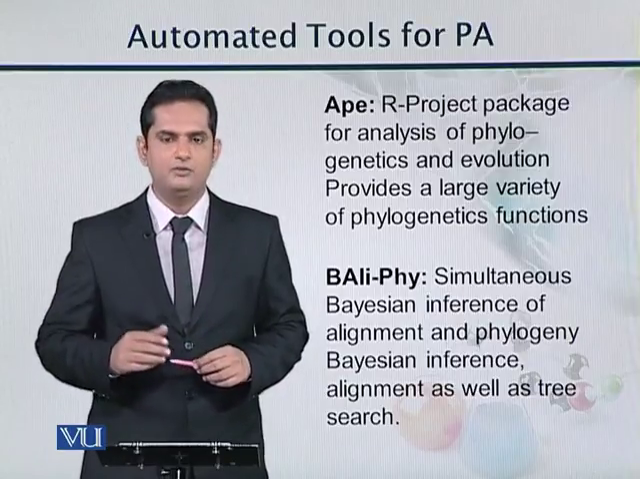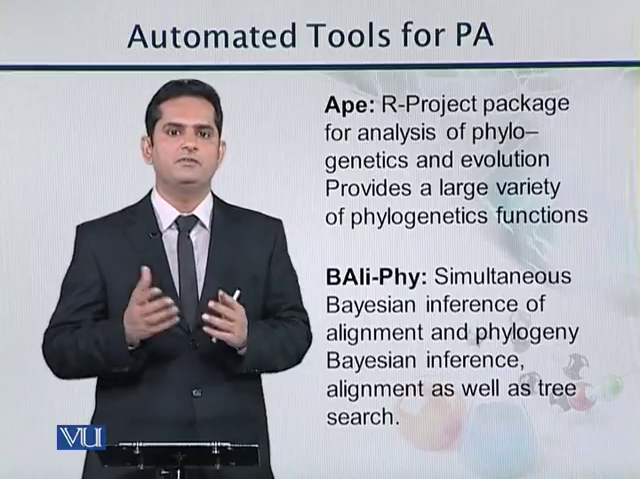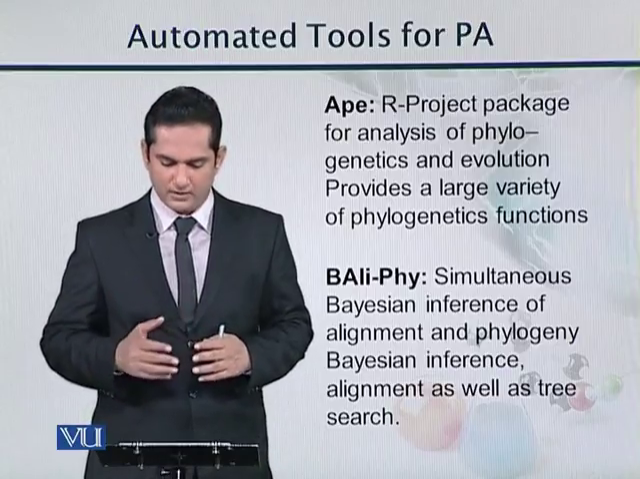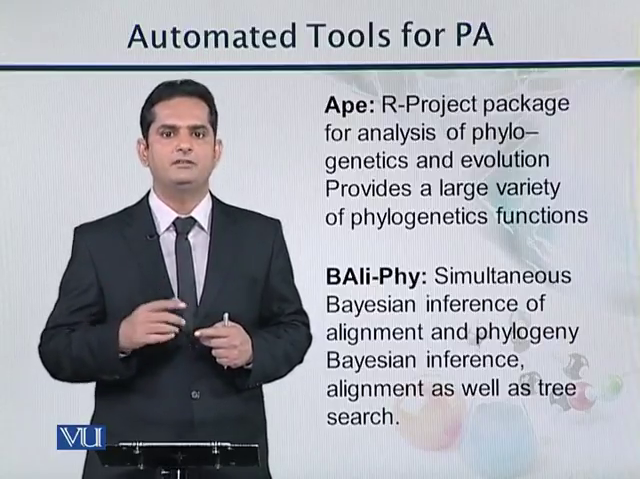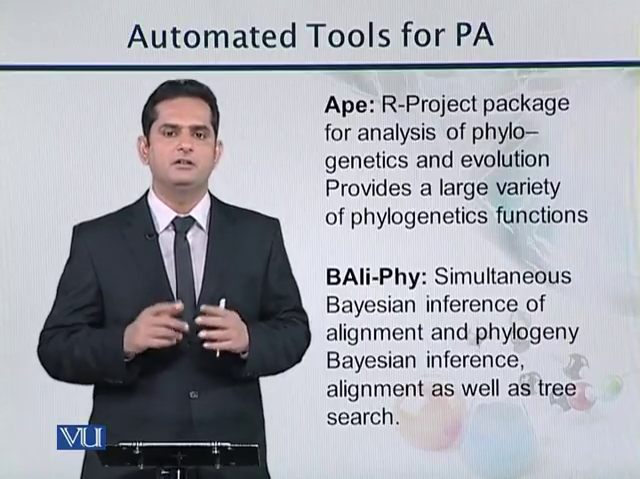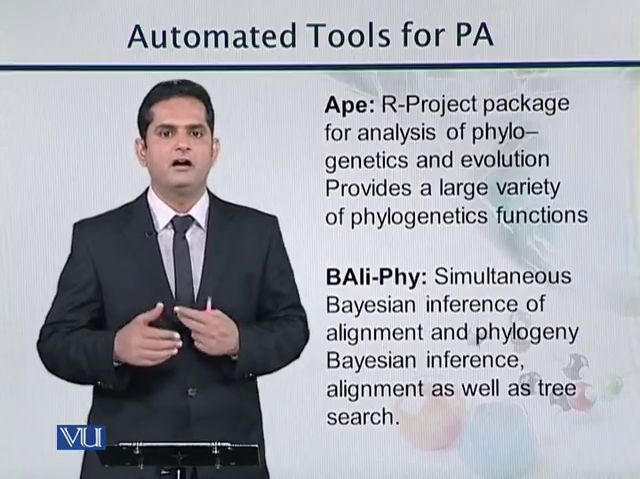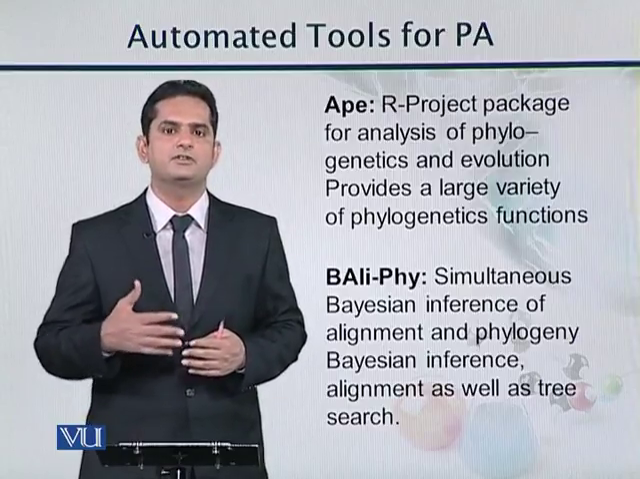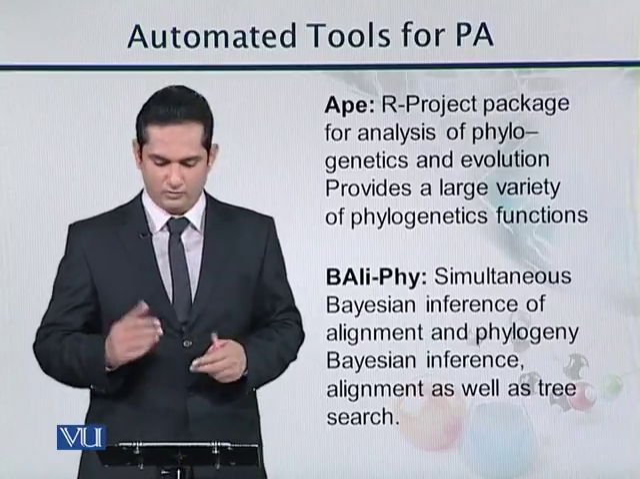For example, number one tool is called APE, which is based on the R programming language, which is very similar to MATLAB. So what does it do? It gives us information about phylogenetics and evolution among different species. It has a long list of phylogenetic functions such as multiple sequence alignment, tree construction, distance based methods, and so on.